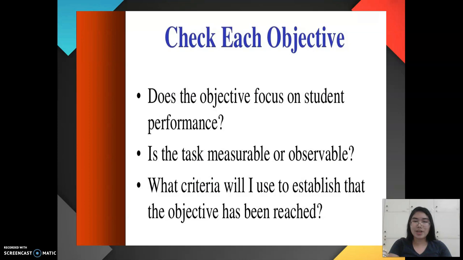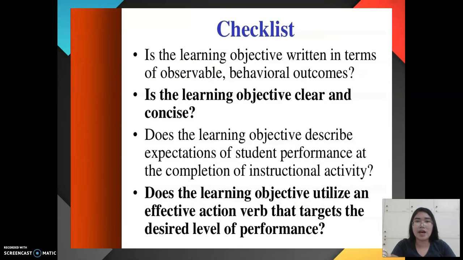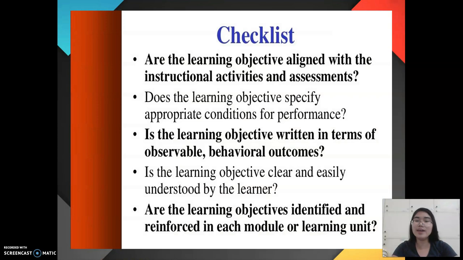Of course, there are checklists for you to consider whether it's a good, specific, or bad objective. First, does the objective focus on student performance? Is the task measurable or observable? What criteria will I use to establish that the objective has been reached? Another checklist: is the learning objective written in terms of observable behavioral outcomes? Is it clear and concise? Does it describe expectations of student performance at the completion of the instructional activity? Does it utilize an effective action verb that targets the desired level of performance? Okay, another one.